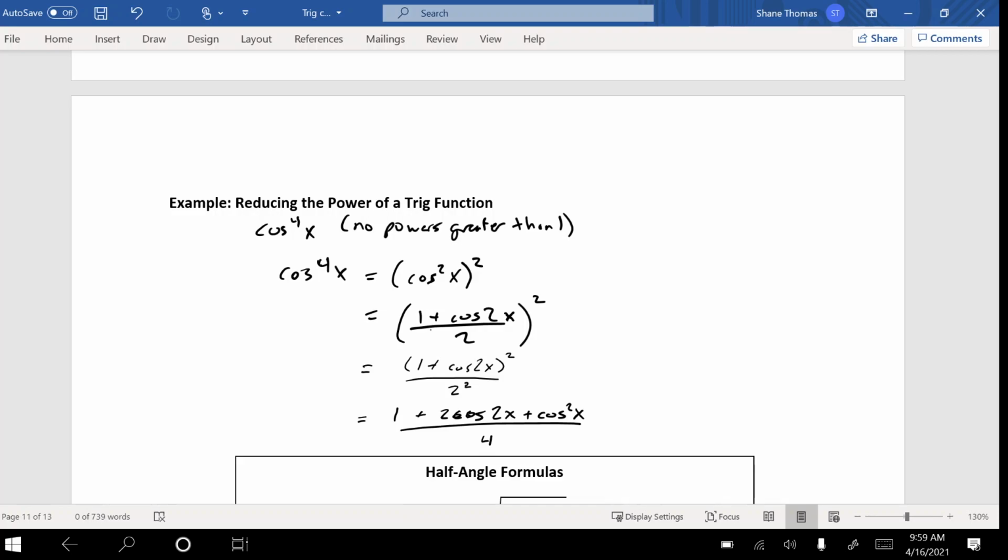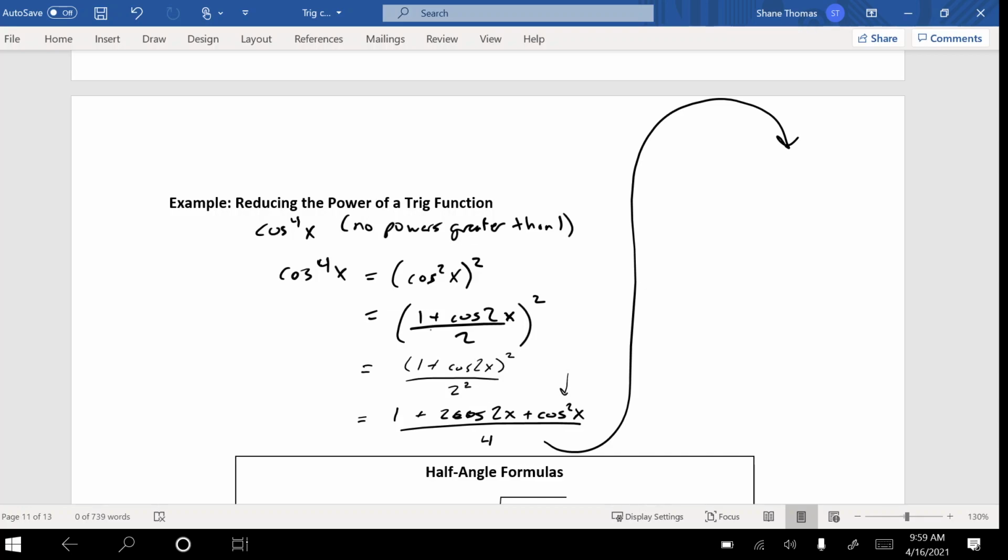So now we're to a point where we have everything down. We have 1 cosine to the first power and 1 cosine to the second power. So we're making progress. We started with the fourth power, right? From there, let's get rid of that big fraction. That's just kind of ugly.